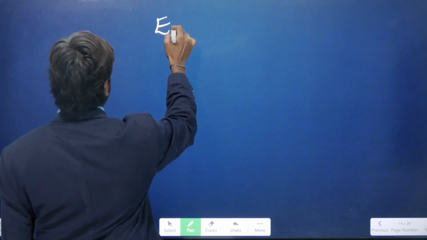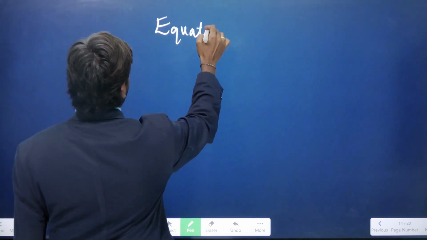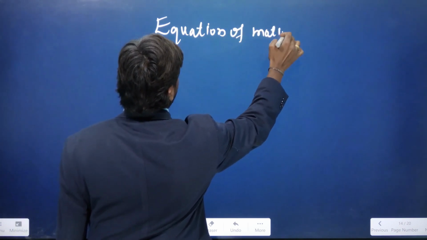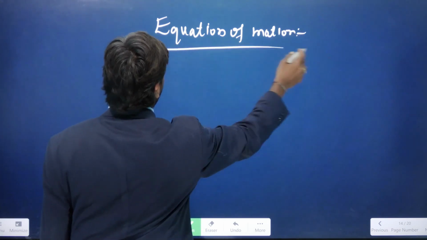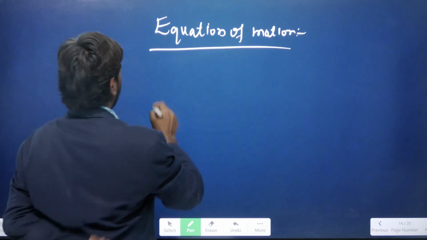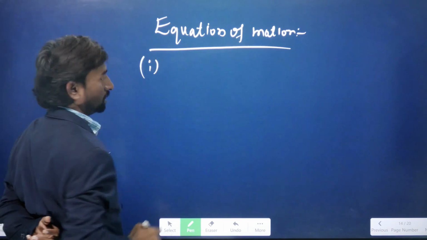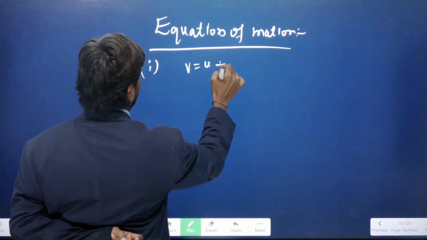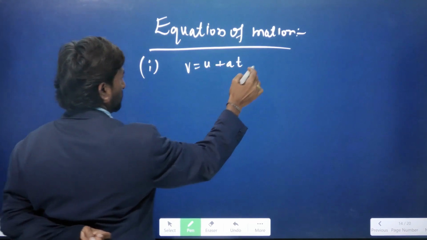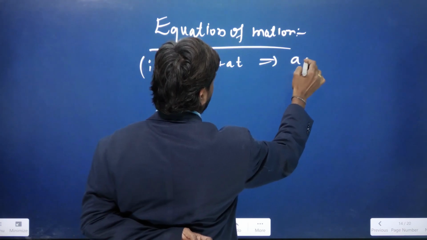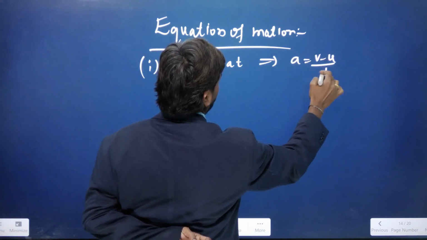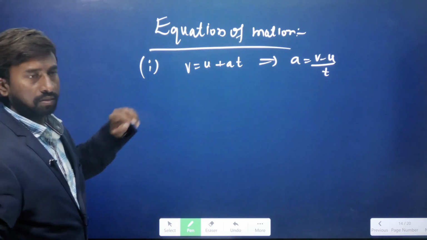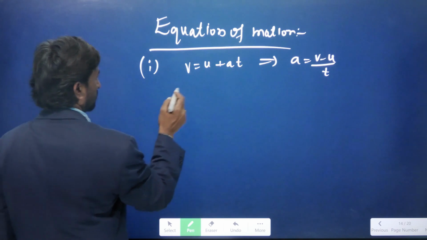There are 4 equations of motion, and we are going to see them. First equation of motion: we get it from the definition of acceleration. That is v equals u plus at. We know that a equals (v minus u) by t. If you cross multiply t with the acceleration, we get v equals u plus at: final velocity equals initial velocity plus acceleration into time.